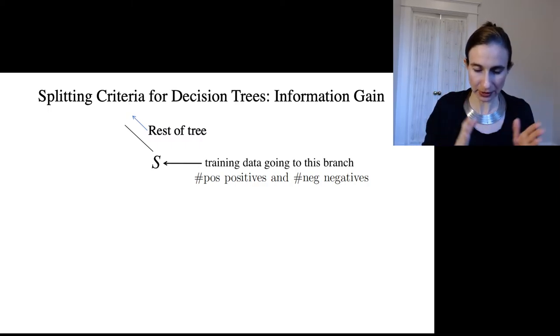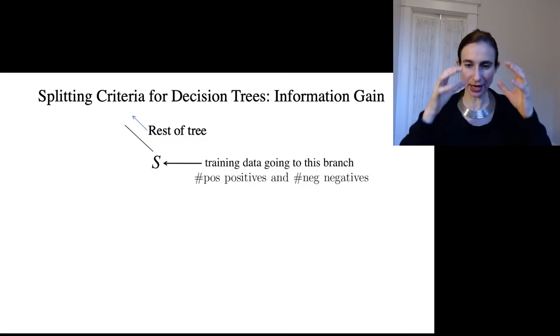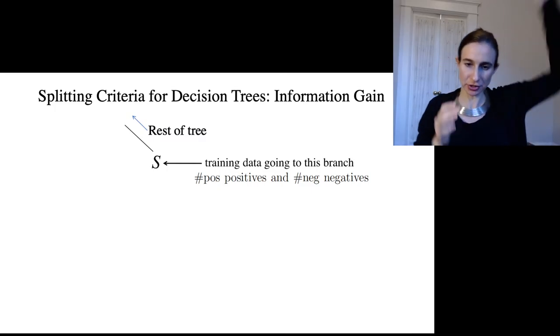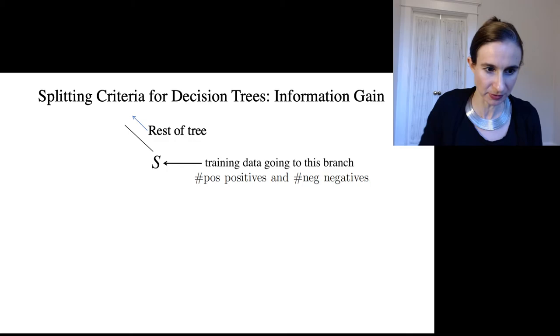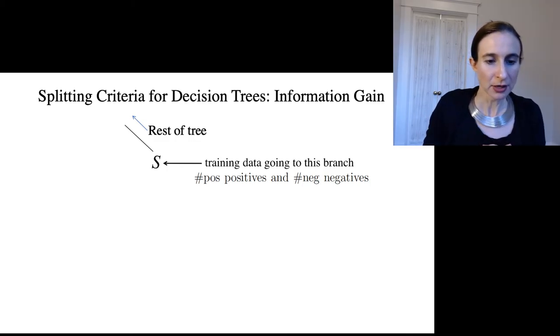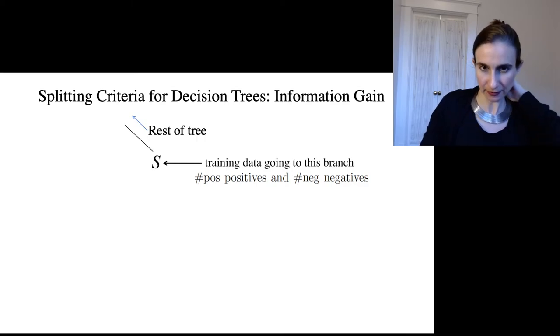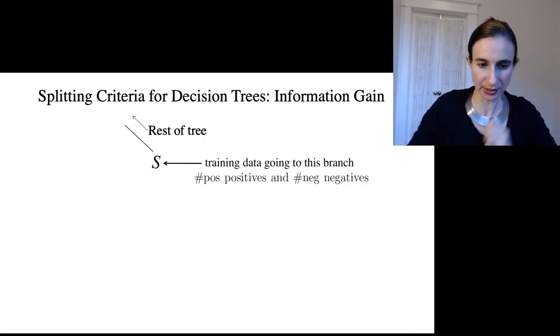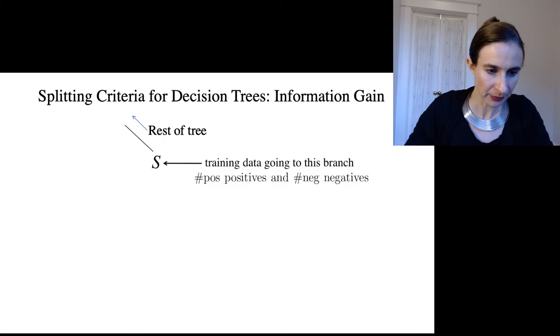Okay, so what I've illustrated here is that we are at a specific node in the tree. The rest of the tree is up there somewhere. And then we're going to consider the training data going to that branch. And I've indicated the number of positives and the number of negatives that go into the branch.